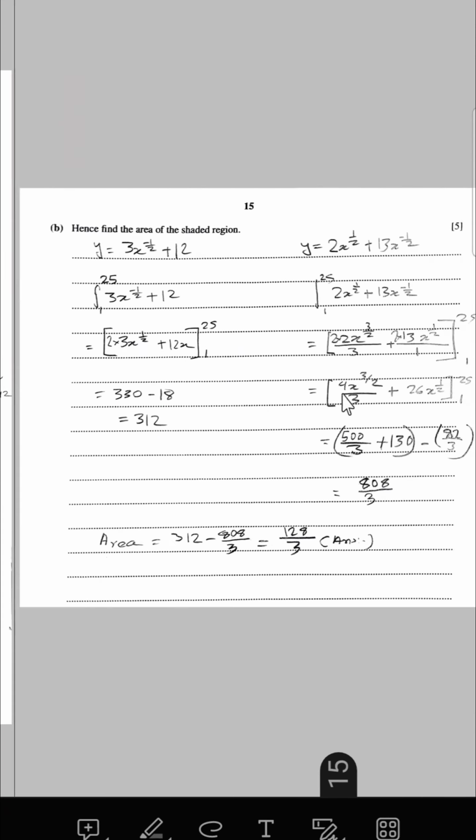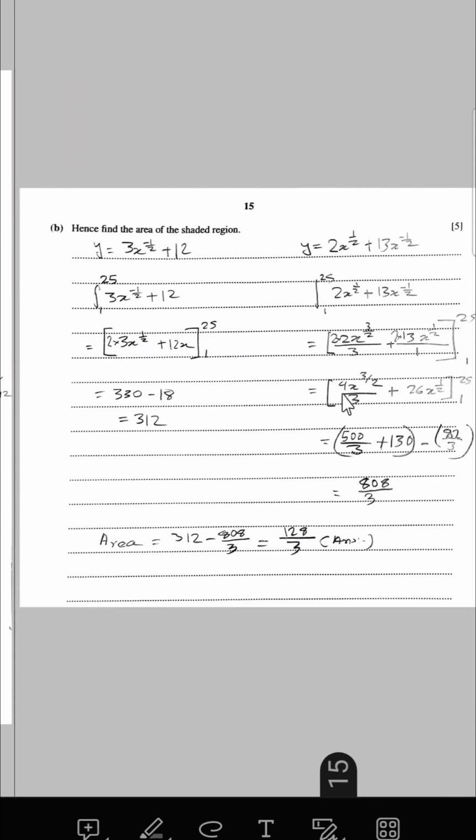After integrating, we found the areas under these two curves, and we know that the area of the first curve minus the area of the second curve would be the area of our shaded region. So the area of the first curve minus the area of the second curve would be the area of the shaded region, that is 128 by 3.